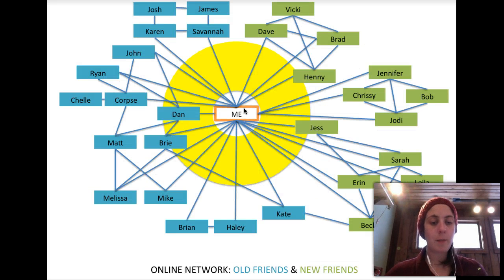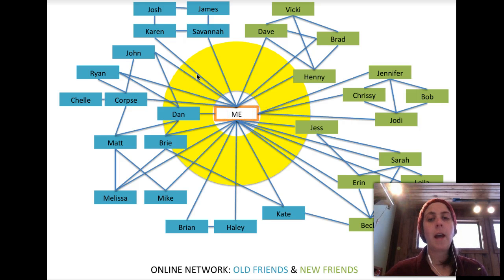So my next network is my online network. I divided this into two groups, old friends and new friends. The old friends are all here in the teal. The new friends are in the green, and I'm in the center here with this kind of yellow donut. And this I wanted to use to designate the people that I am closest with.